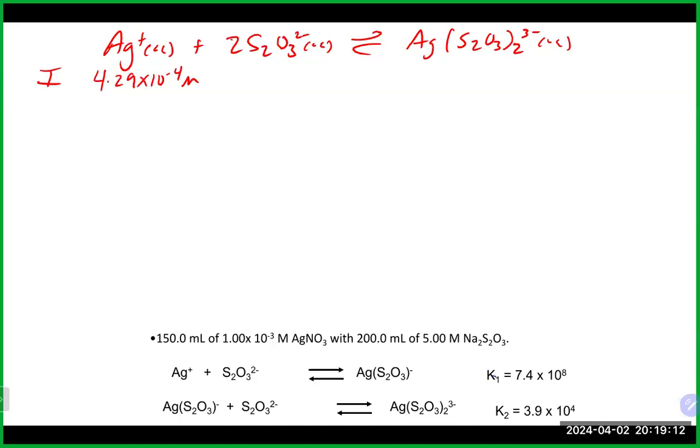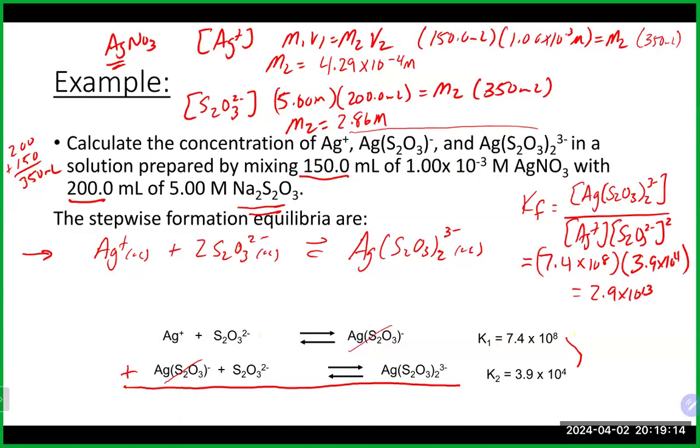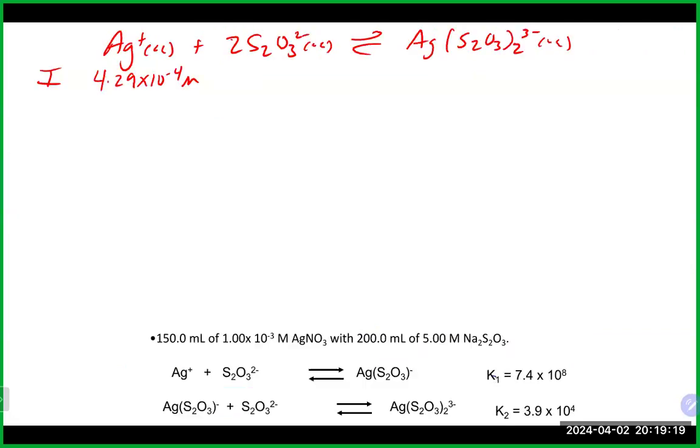Our S2O3 was 2.86 in this case. So that's what we're going to use for our initial. And again, we're going to go with 0 here. Once again, this is a Kf and obviously a complex ion being formed.